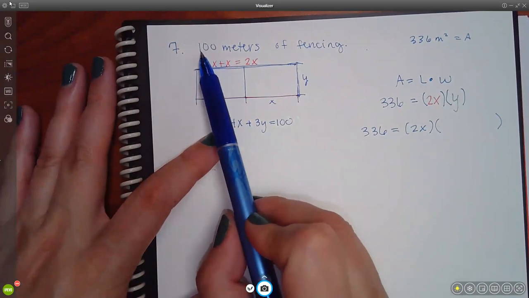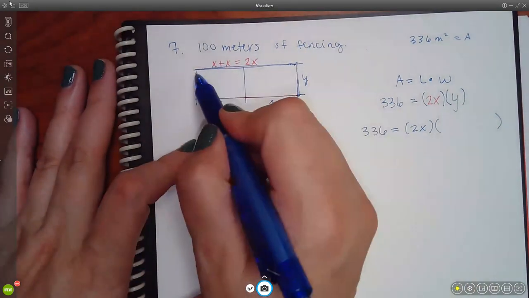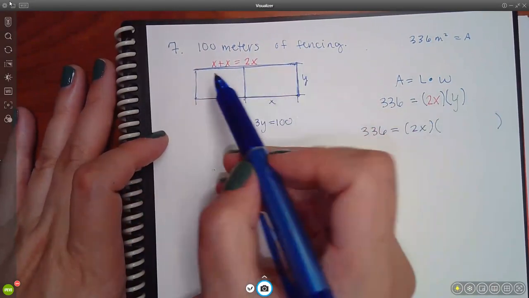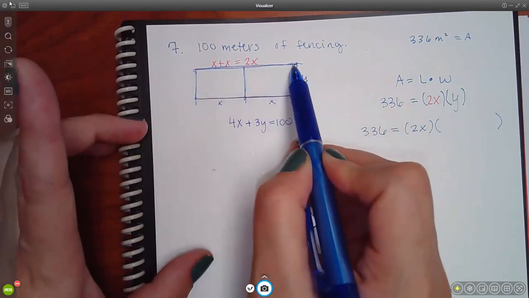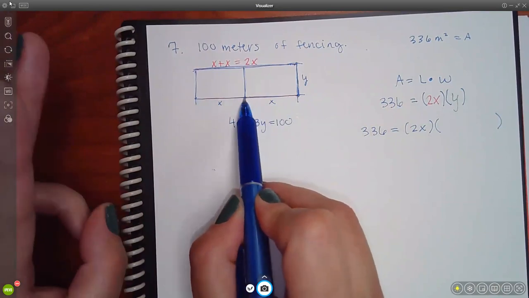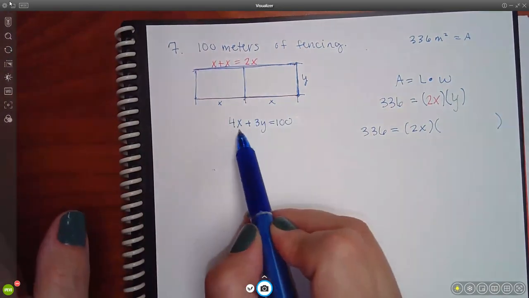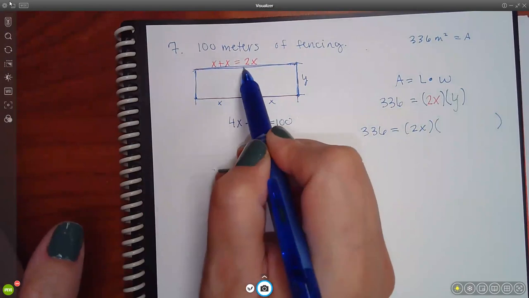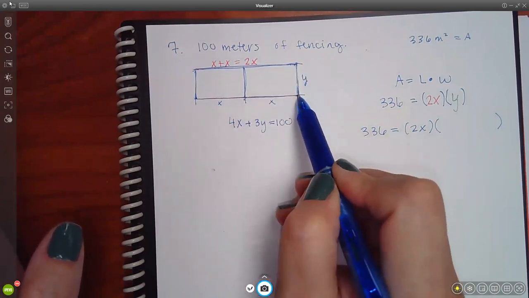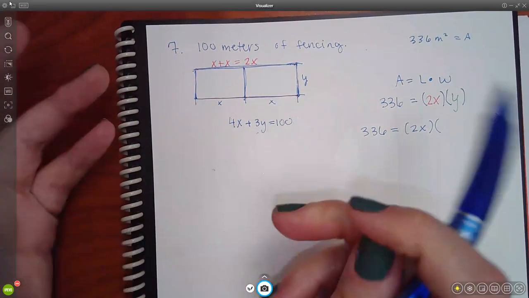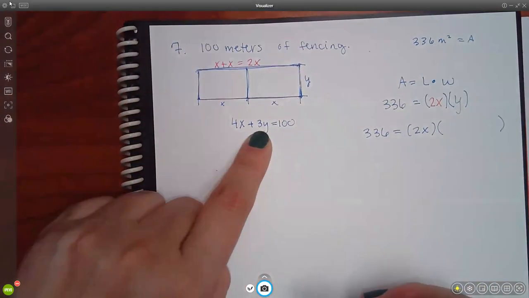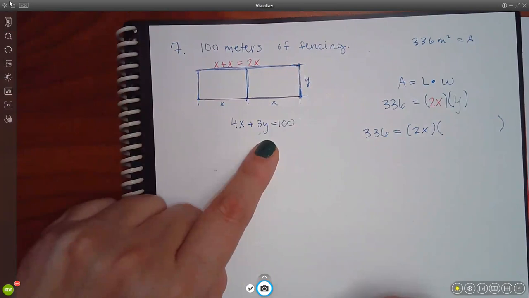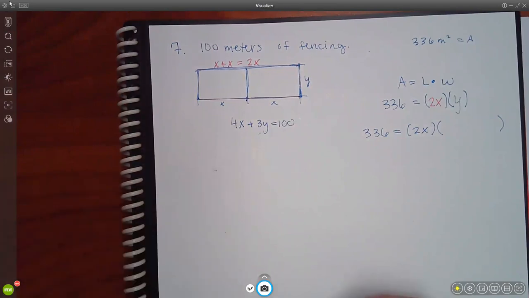But they told us that he had 100 meters of fencing, right? Well, this is a fence, this is a fence, this is a fence, this is a fence, and this is a fence, right? So you've got X measurement once, X measurement a second time, X measurement a third time, and X measurement a fourth time. That's why there's four X's here. Then for the width, you have Y measurement here, Y measurement there, and Y measurement here. Three of them, right? So you have four fences that are X meters long, and three fences that are Y meters long. I just don't know what the X and the Y are exactly yet, okay?